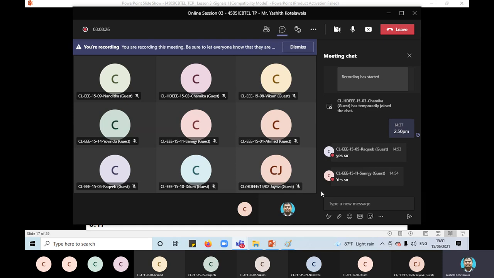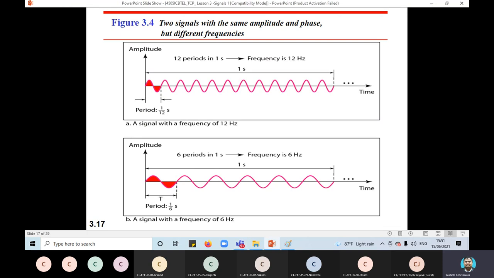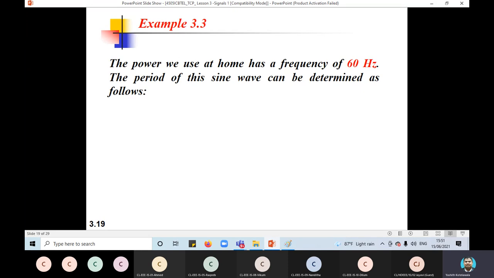Right. Seems no questions. So let's see, we have some more time. Let's see how far we can go. Right, there's a small example. It's a simple thing based on what you already know.